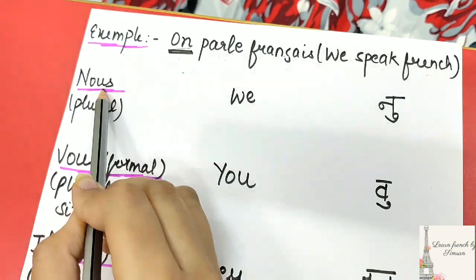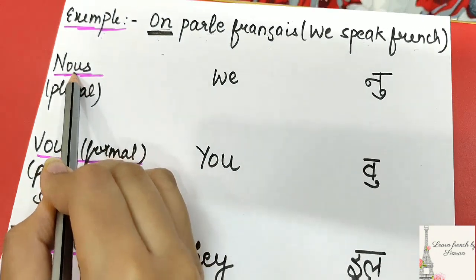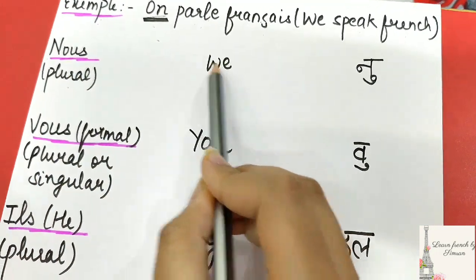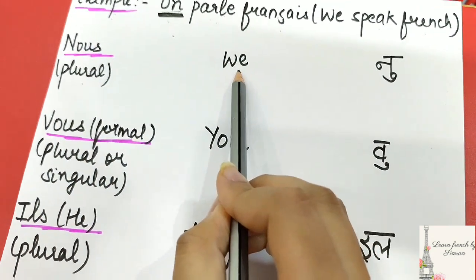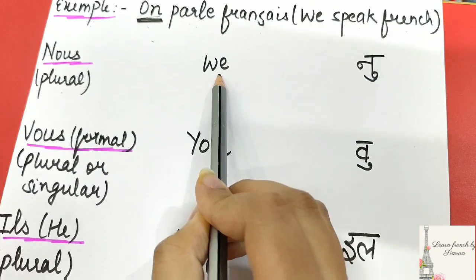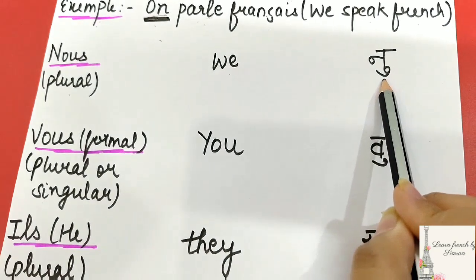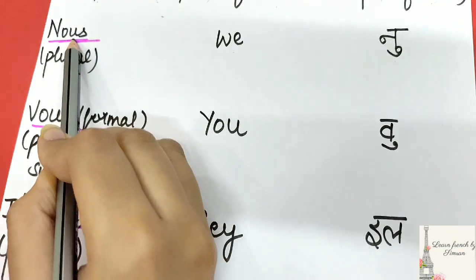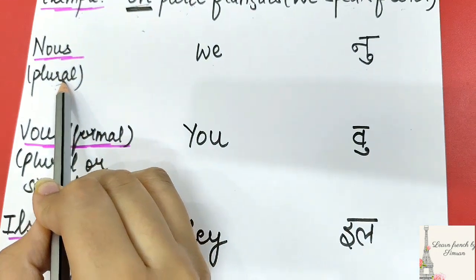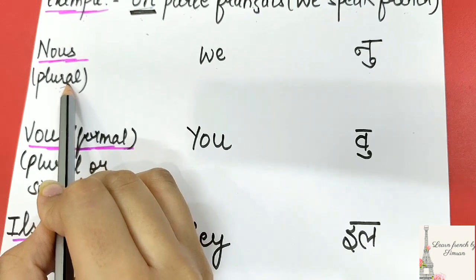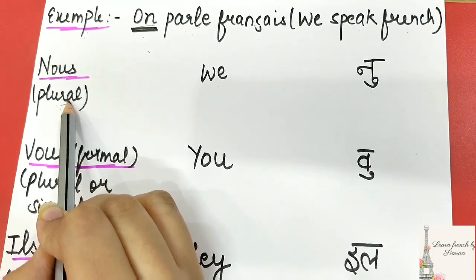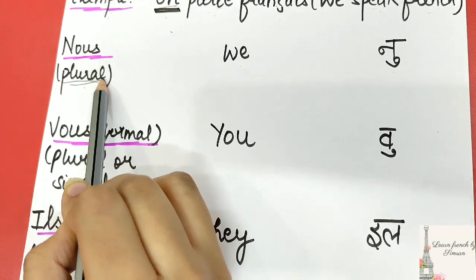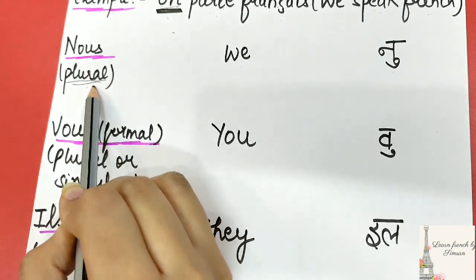Okay, now our next personal pronoun is "nous." Now I have written here plural, and the meaning of "nous" is we. We are talking about us, we, and its pronunciation is "nous." Now if the noun is plural, only then you will use "nous." "Nous" is used as plural because we are talking about us. There is not one person, there are many persons. We are talking about us, so it is known as plural.